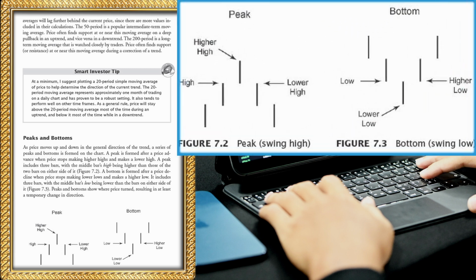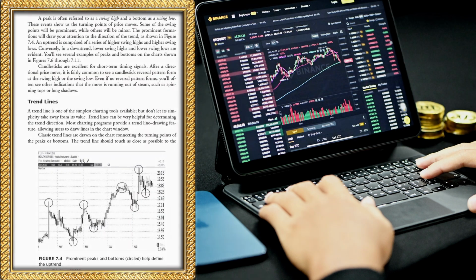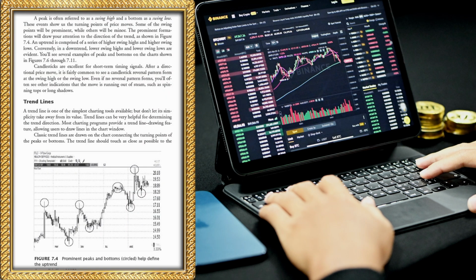A bottom is formed after a price decline when price stops making lower lows and makes a higher low. It includes 3 bars, with the middle bar's low being lower than the bars on either side of it. Figure 7.3. Peaks and bottoms show where price turned, resulting in at least a temporary change in direction. A peak is often referred to as a swing high, and a bottom as a swing low. These events show us the turning points of price moves. Some of the swing points will be prominent, while others will be minor.